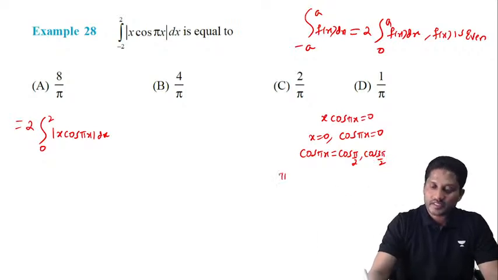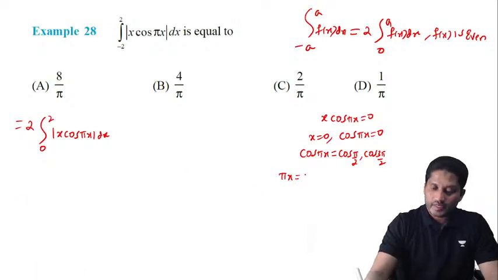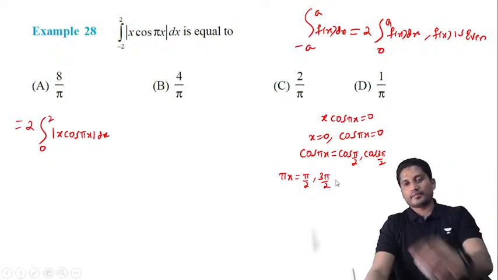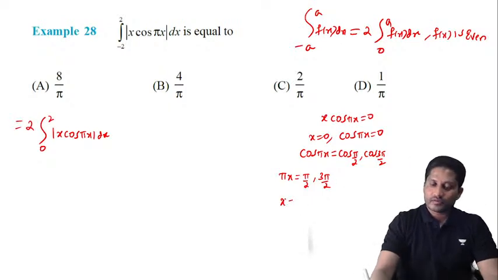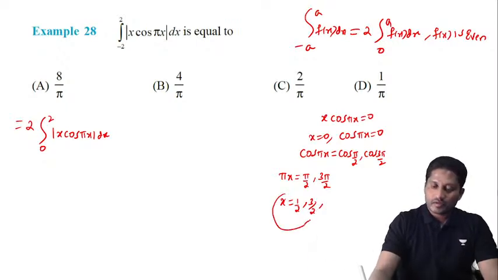So this means that pi x is equal to pi by 2, 3 pi by 2, 5 pi by 2 and so on. If you divide throughout by pi, x is equal to 1 by 2 and 3 by 2. You might get 5 by 2, 7 by 2, 9 by 2, odd multiples of pi by 2. Alright, so these values 1 by 2 and 3 by 2 obviously lie between 0 and 2.